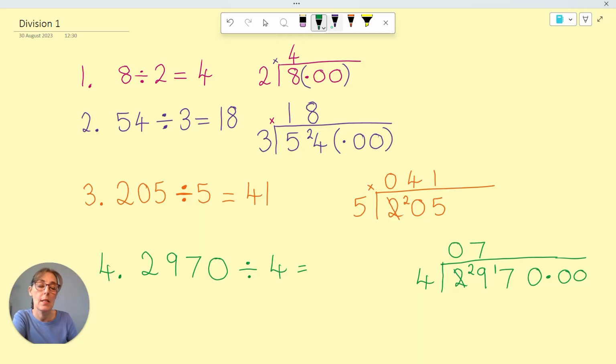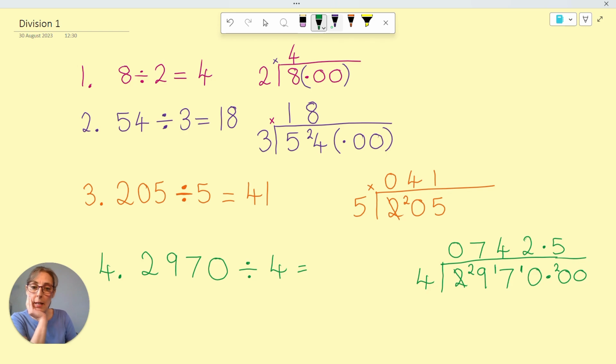How many 4s fit into 17? Well, 4 times 4 is 16, and 1 is 17. How many 4s fit into 10? 2 times 4 is 8, 9, 10. How many 4s fit into 25? Let me just check. Yeah, we have a decimal.